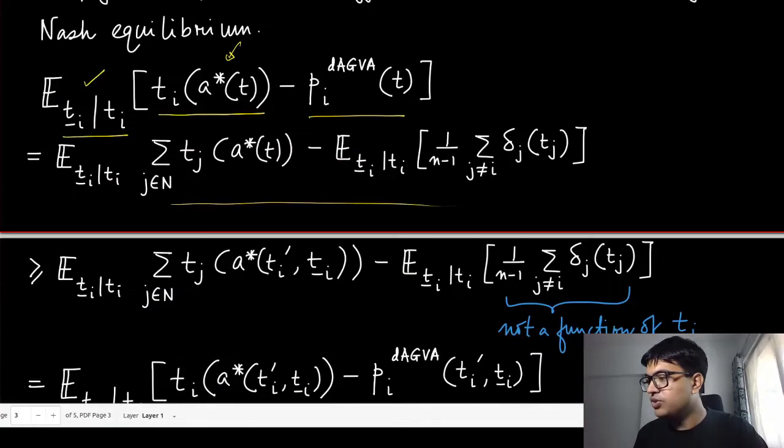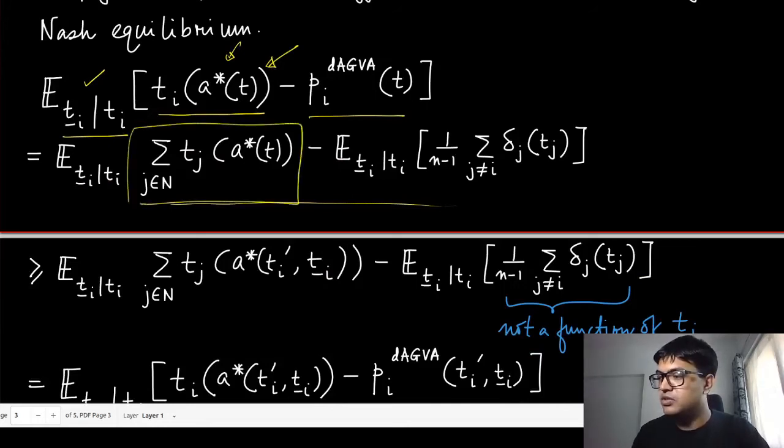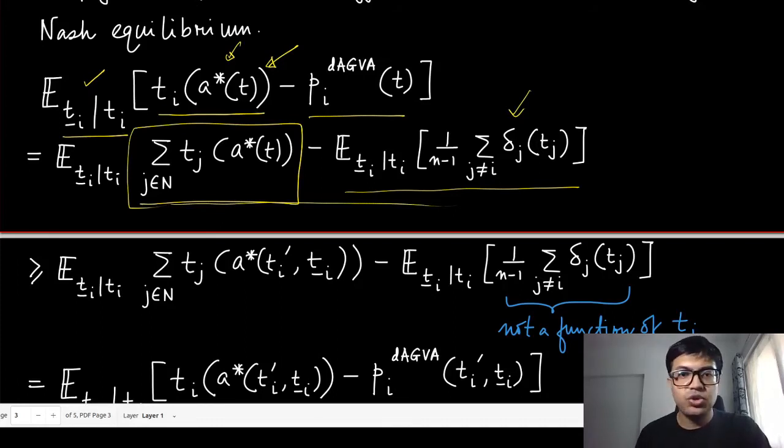Now we are going to sum that with this t_i a*(t), and together they constitute the sum over all agents including agent i. That becomes the first term here. And the second term, the point to observe here, is that this term is no longer a function of t_i. In the first expression there is a t_i term, but for the second expression there is no t_i.